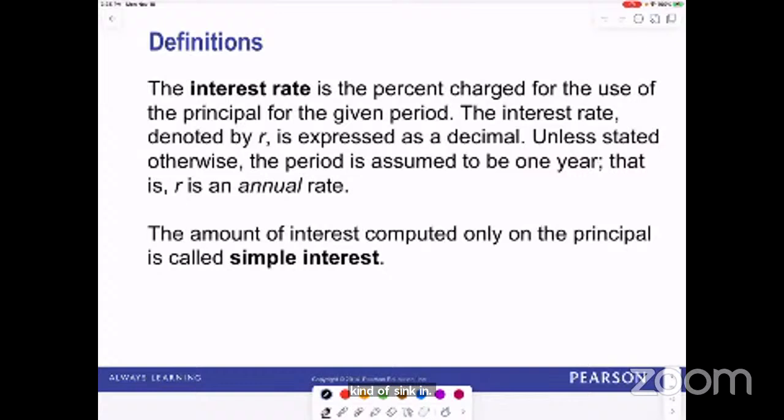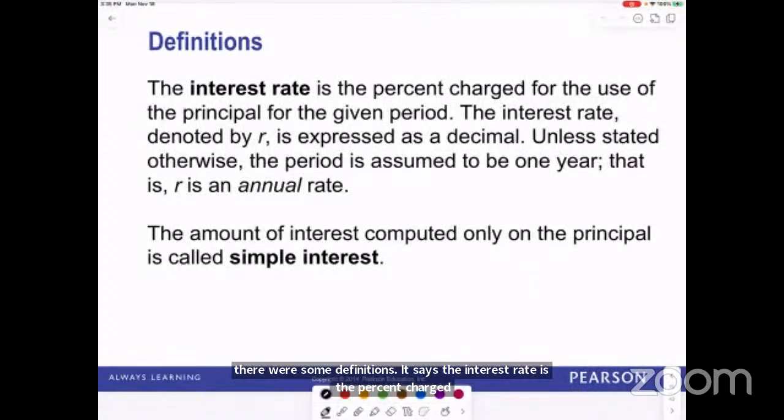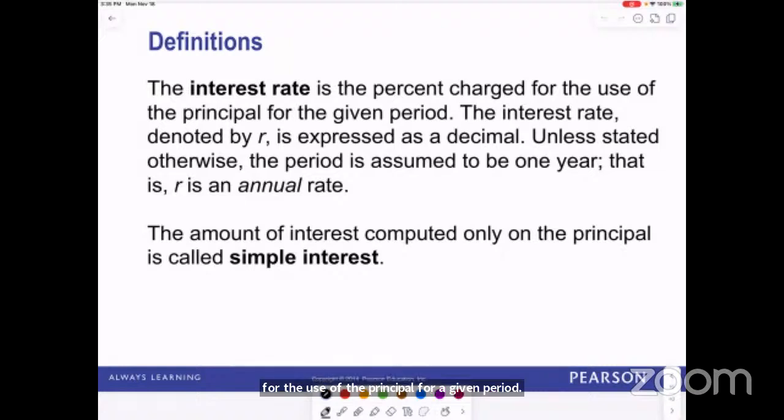So there were some definitions. It says the interest rate is the percent charged for the use of the principal for a given period. The interest rate denoted by R is expressed as a decimal. Unless stated otherwise, the period is assumed to be 1 year. That is, R is an annual rate. The amount of interest computed only on the principal is called simple interest. So simple interest is like the lowest form of interest that we have. It's going to be I equals PRT, okay, which we have here.